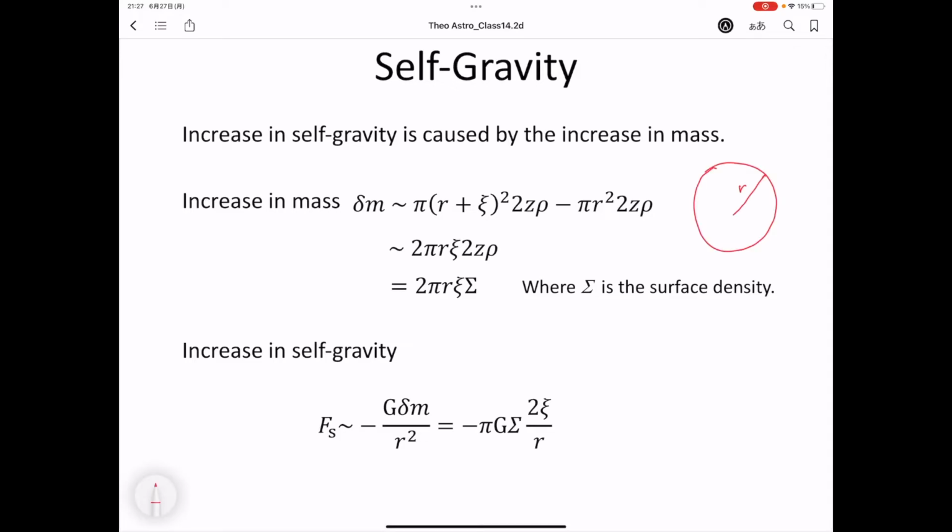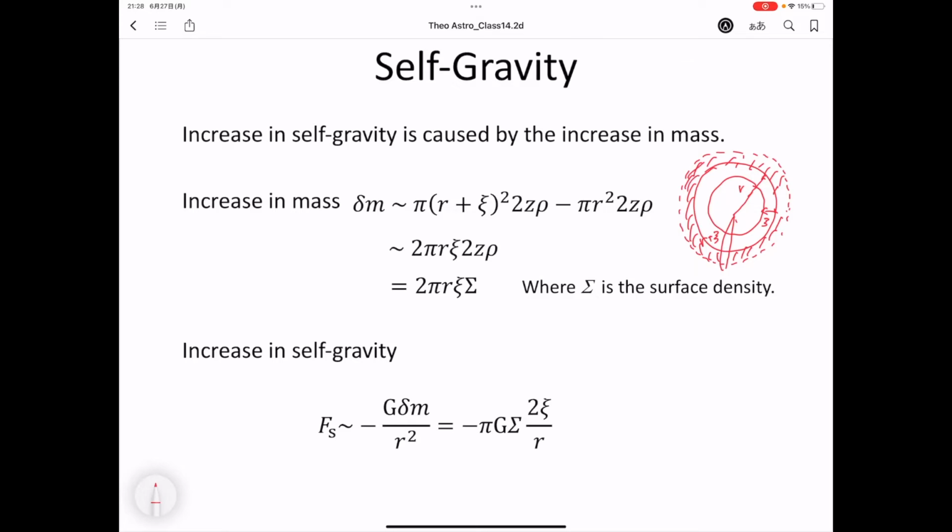Originally, the cylinder has a radius of r. It is compressed by an amount ξ. Outer gas enters this cylinder from this region, so this is r plus ξ. This gas enters the cylinder and increases its mass. Then gravity becomes stronger, so we need to estimate the increase in the mass.